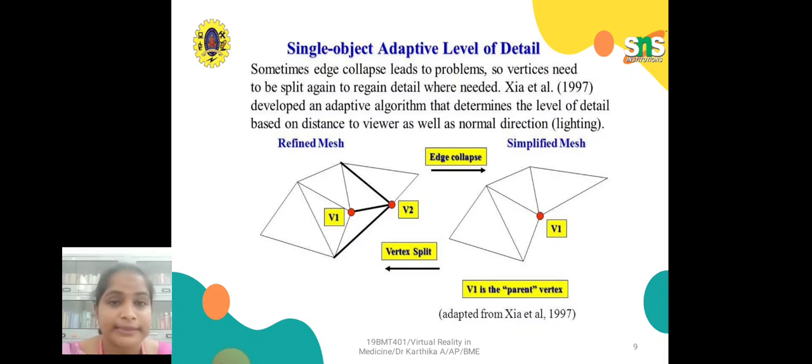Xia et al. in 1997 developed an adaptive algorithm that determines the level of detail based on the distance to the viewer as well as normal direction and lighting. See here the refined mesh and simplified mesh. Here the vertices V1 and V2 vertex split, and here edge collapse is avoided, and V1 is the parent vertex. Finally, we have the refined mesh with a high clarity object view.